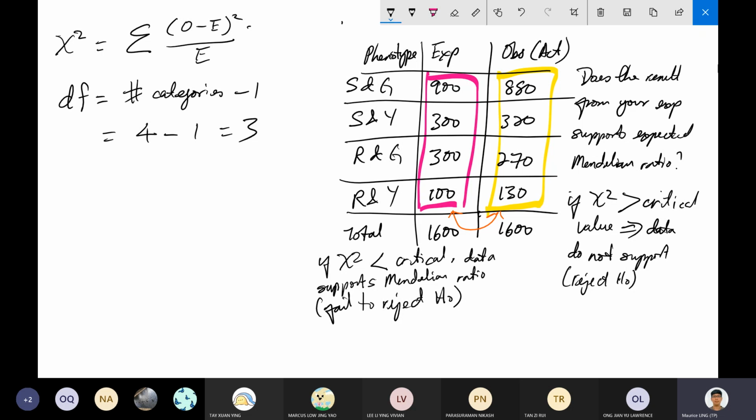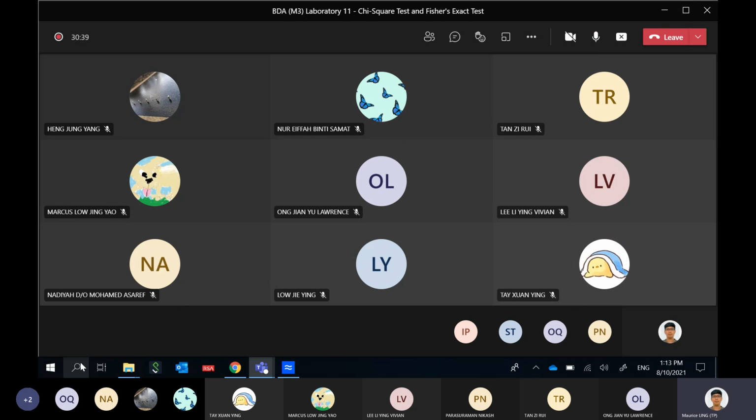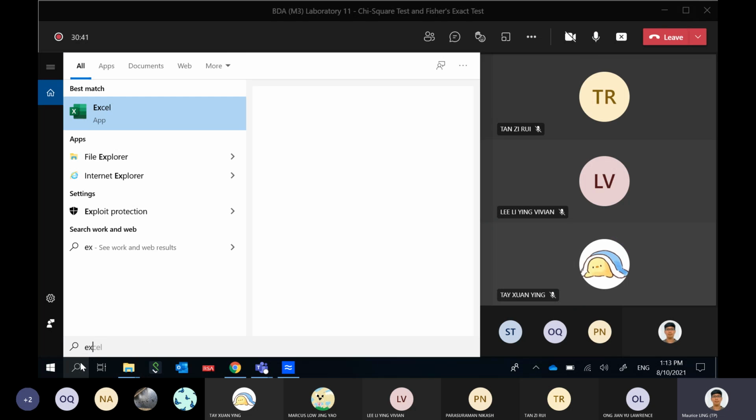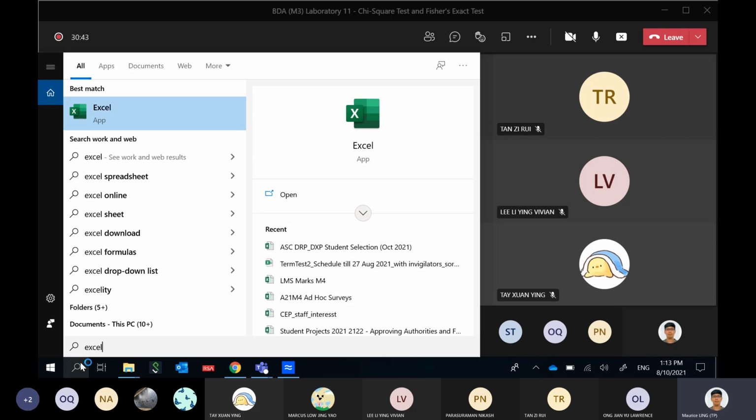Chi-square is easily done in Excel, but it doesn't go into your data analysis tab. You got to do it by yourself. Okay. So let's go to Excel and let's look at how to do chi-square.